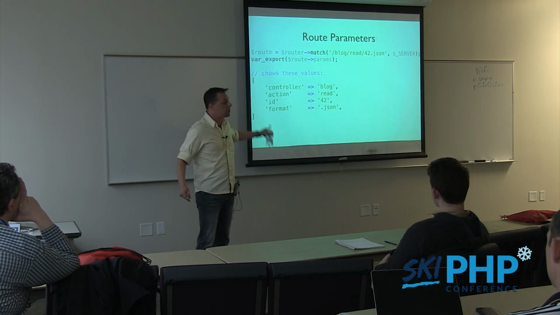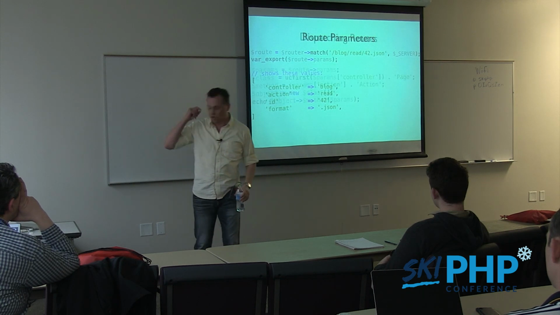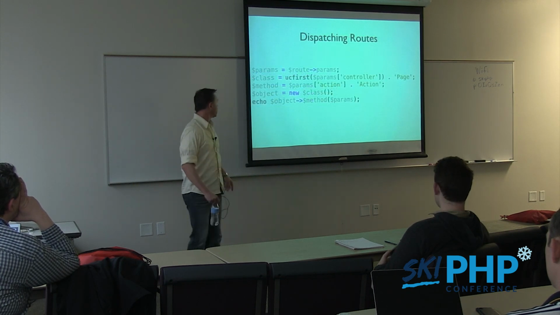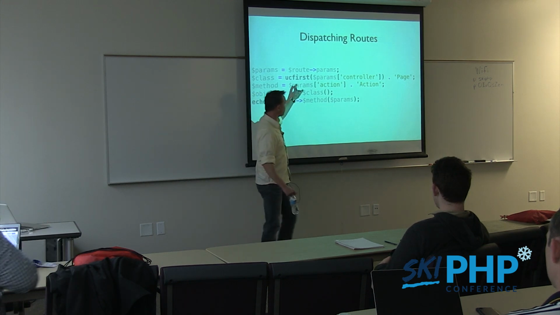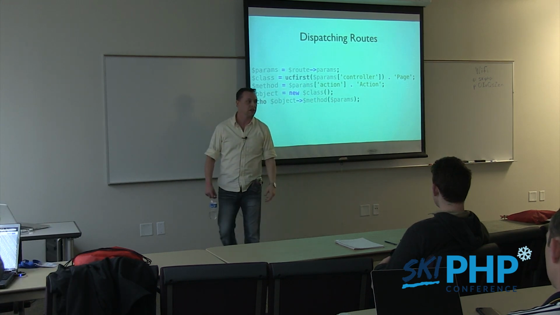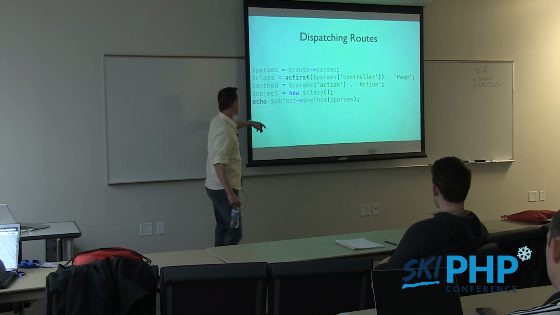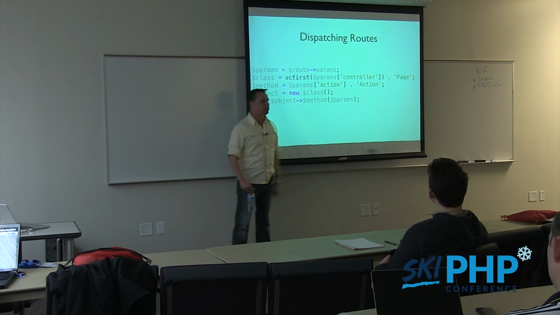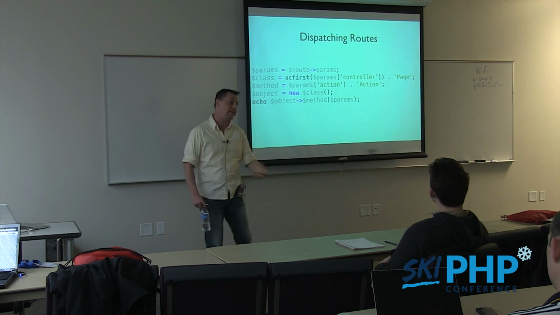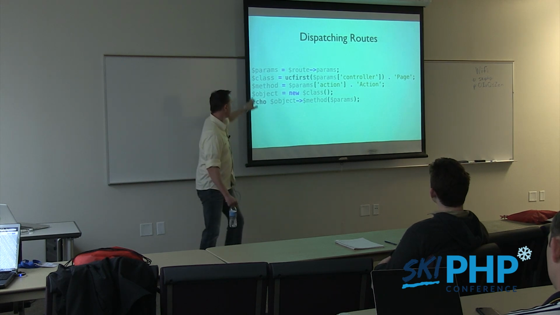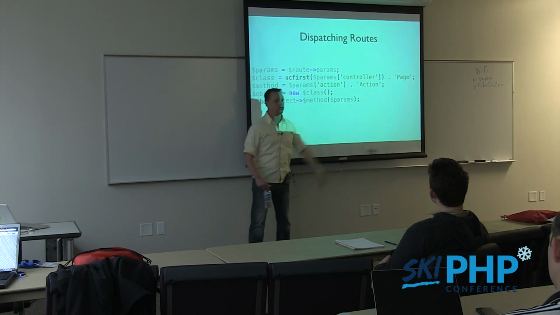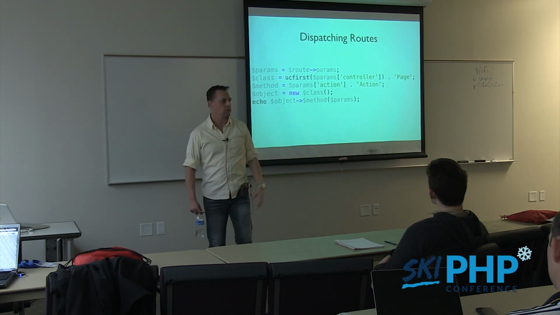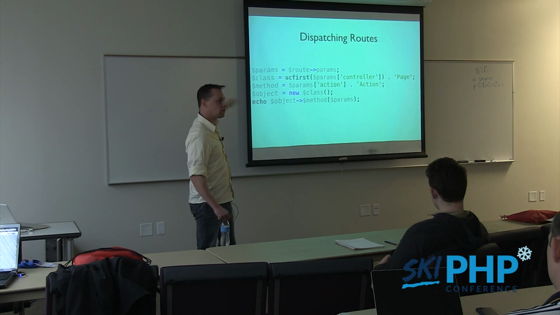Now you've got these values, you can manipulate them any way you want. For example, 5 lines of code. Let's get the route parameters. We're going to say the class that we're going to create ourselves is whatever the controller is. We'll tack page on the end of it. So this would be blog page. The method we're going to call in that class is the action parameter with the name action on it. So we're going to call the read action method. Our object is this new class. Echo whatever the results are, calling that method with the remaining parameters. That's it. Dispatch in 5 lines.